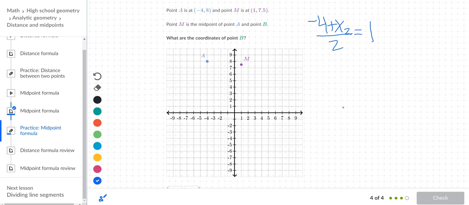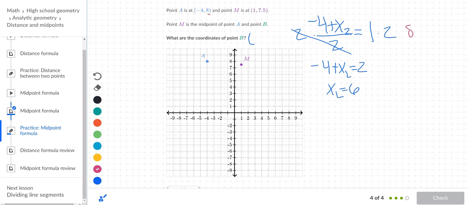Okay, so this is to find what my x is for b, my x coordinate. So I'll just go ahead and do the math for this one. So again, times 2 on both sides. So negative 4 plus x2 equals 2. x2 equals 6. Alright? And now we're going to go ahead and do my y.